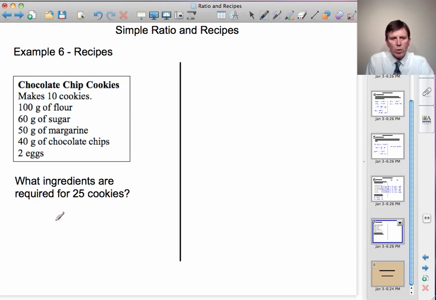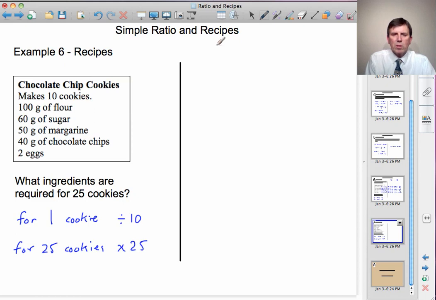Well, let's do it the longer way to start with. For 1 cookie, it's always that link back to 1. 1 share, 1 part, in this case 1 cookie. For 1 cookie, I know what I need for 10, so I just need to divide by 10. And then if I want 25 cookies, I'll need to multiply that answer by 25.